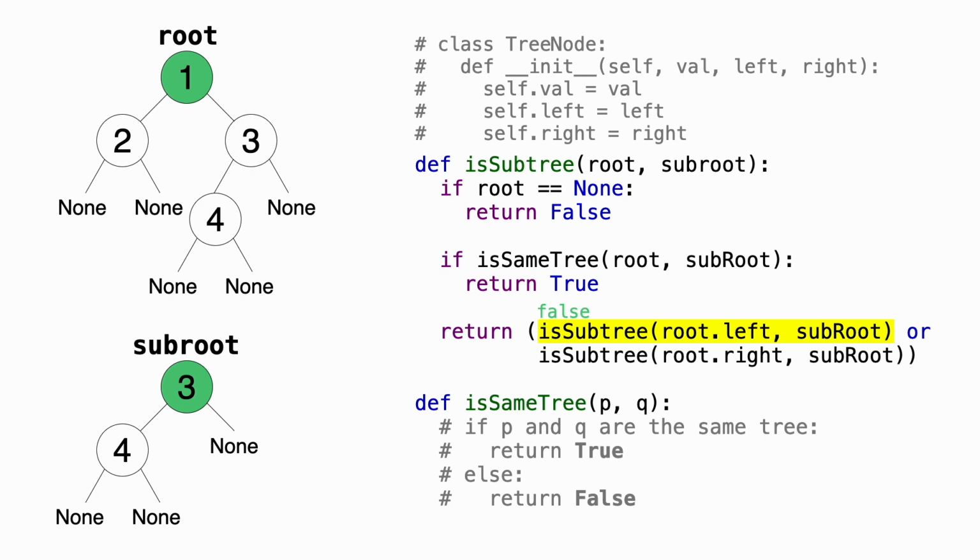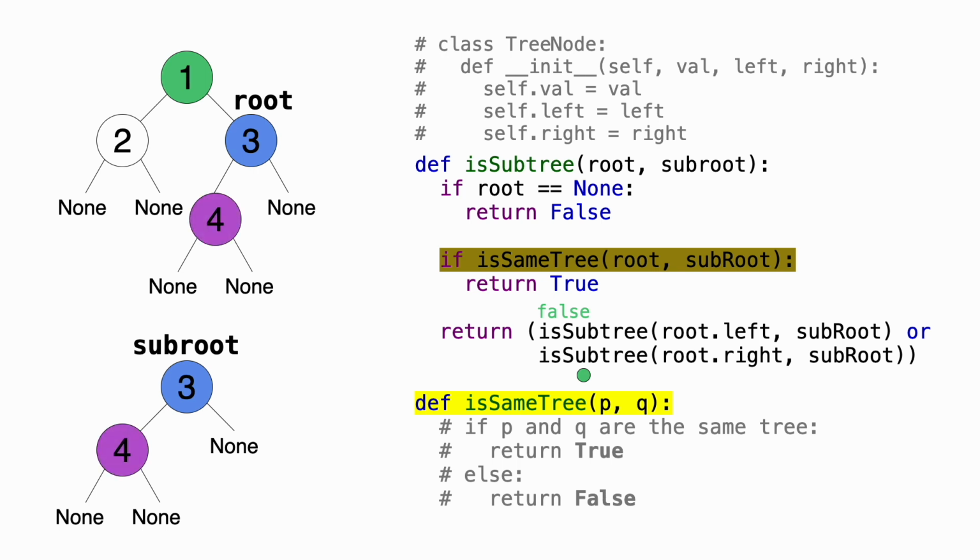So now we know that subroot is not a subtree of any of the subtrees on the left side of root. But we still have to check the right side. So let's pass in root.right, and now root is the node in blue. Root is not none, and now when we check if root and subroot are the same tree, we can see that this is actually true. So the isSameTree function will traverse both trees and verify that they have the same structure and values. So because they are the same tree, this function call will now return true. And since this condition is true, we'll enter the if block and return true.